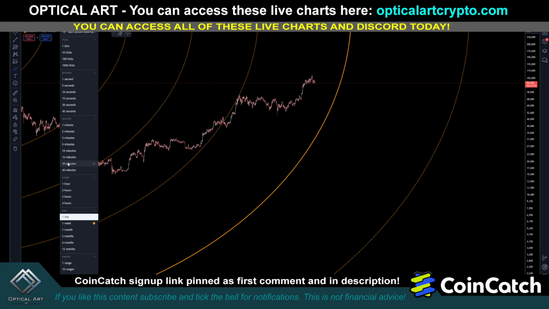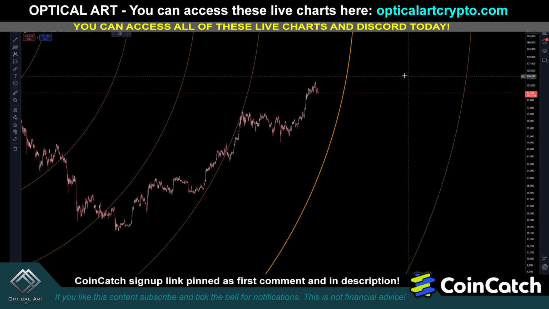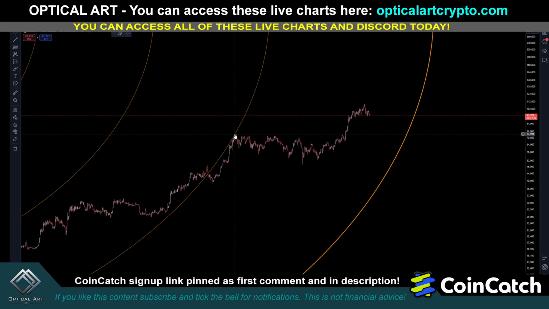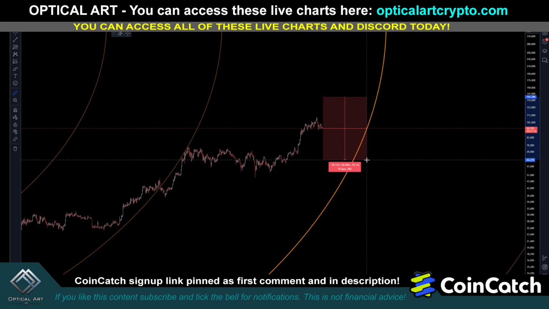Let me go to the daily here. Actually, this is on the daily. Okay, so let me show you how far we are from this ring right now. And you can see how well respected this ring is. We hit this resistance, kind of went sideways. So at current price action, we are roughly 95 days from this ring.